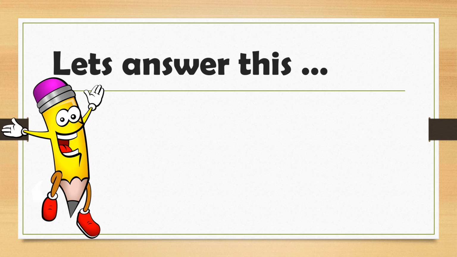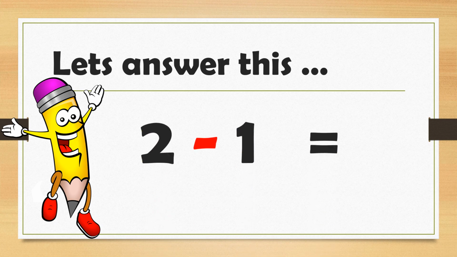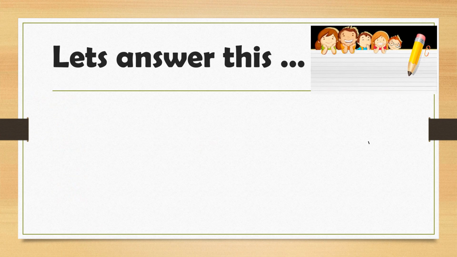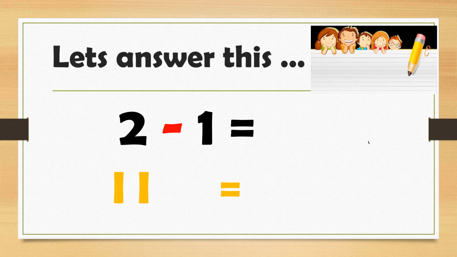Let's answer this. 2 minus 1 equals. We will make 2 sticks, and then we will take away 1 stick, and then 1 stick was left. The difference is 1. 2 minus 1 equals 1.